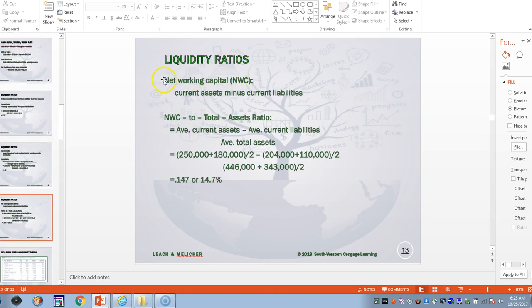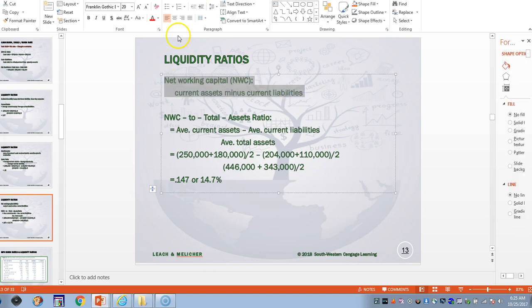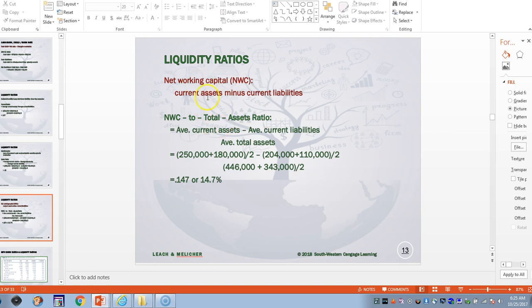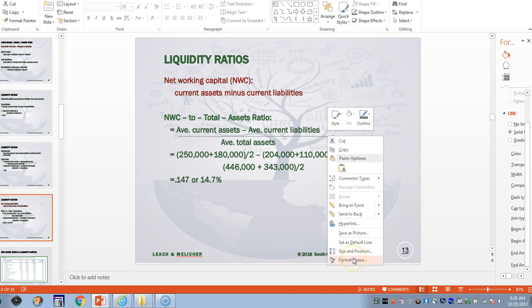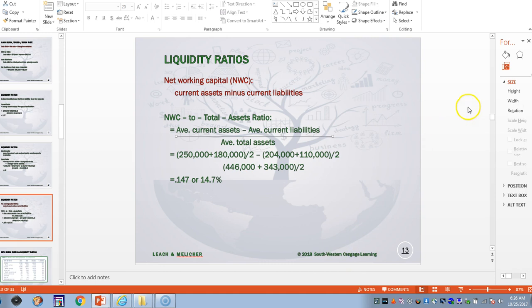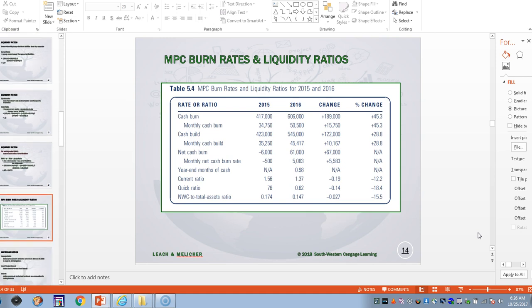And remember, net working capital. This is an important thing to know. Here it is, it's just current assets minus the current liabilities, so you should know that, right? And you could take net working capital and make a ratio, divide that by total assets, right? And again, there should be a line here. All right, and here's just a list of all the ratios with burn rates and everything.